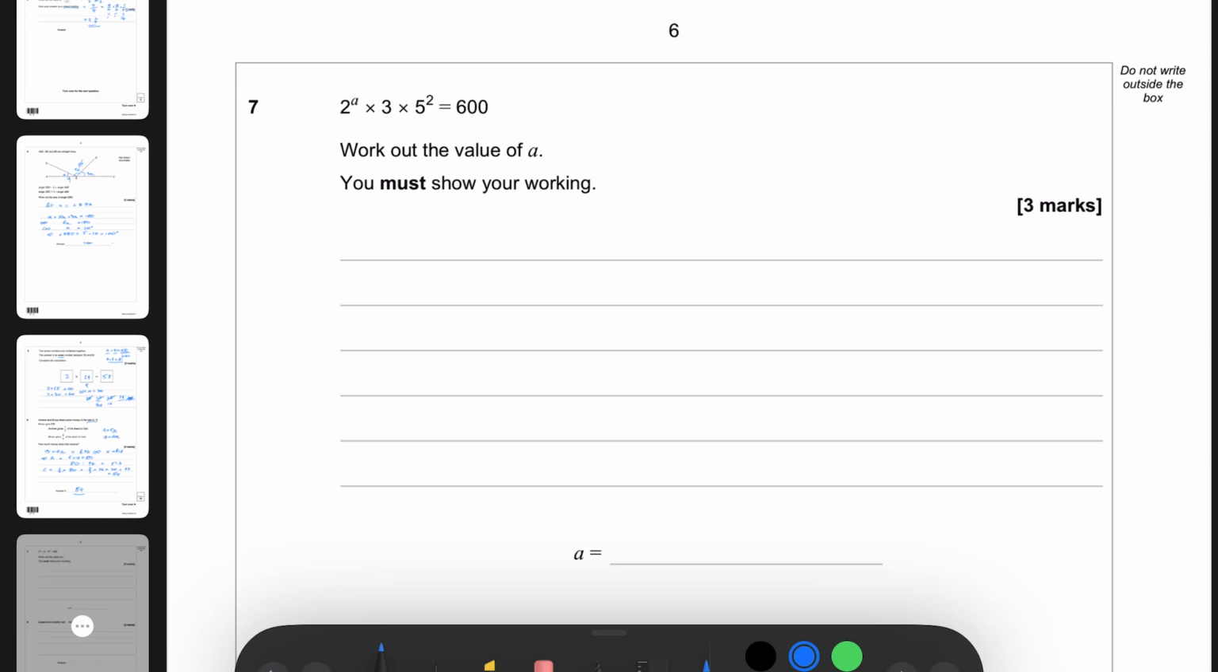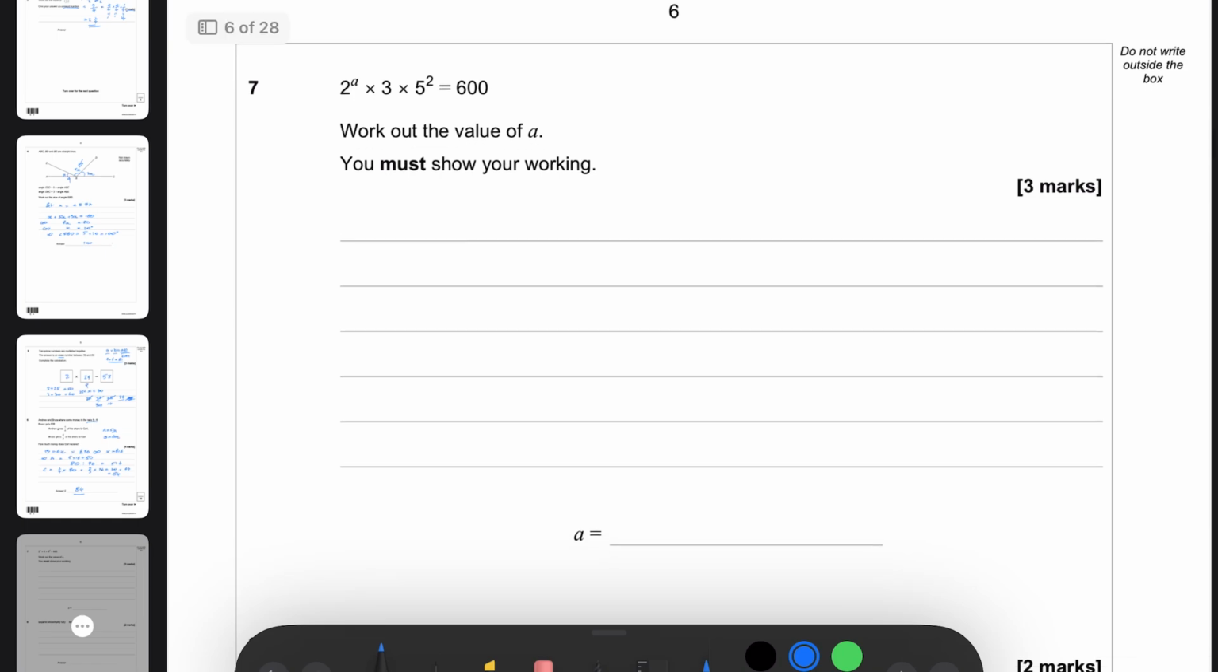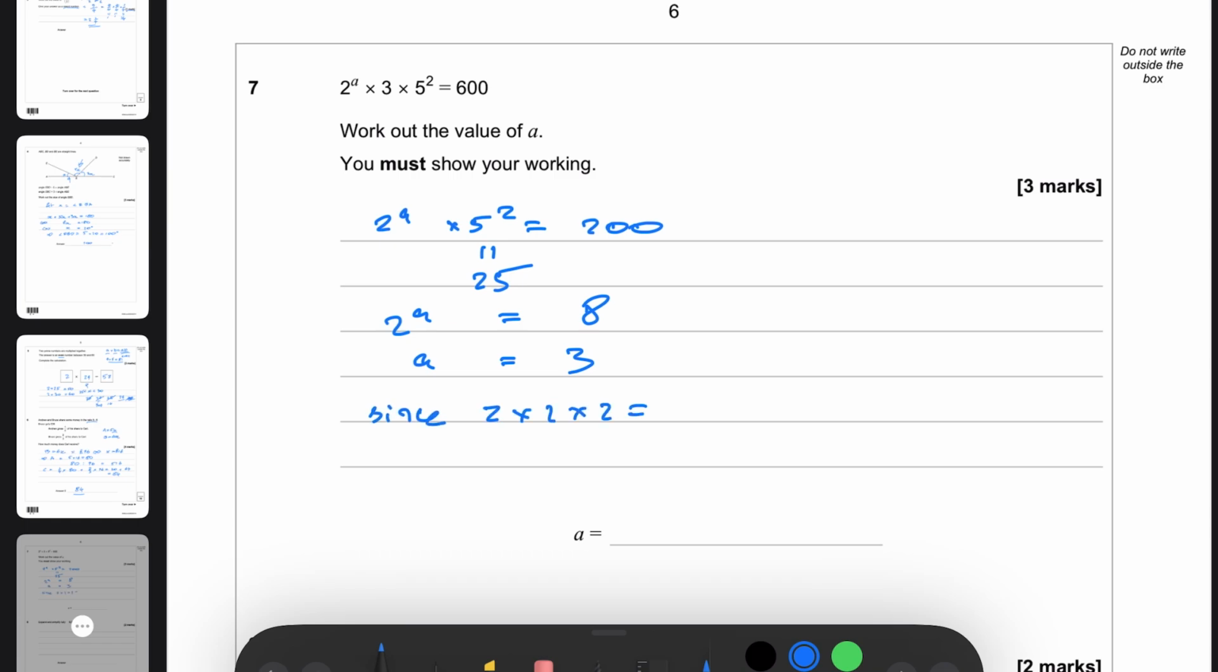I'll just give you one way, and if you don't understand it, you can just ask me. What I'm going to do is take 2a times 5 squared equals 600 divided by 3, which is in turn 200, and 5 squared is 25. So you get 2a is equal to 200 divided by 25, which is 8, right? And then a equals 3, since 2 times 2 times 2 equals 8, right?